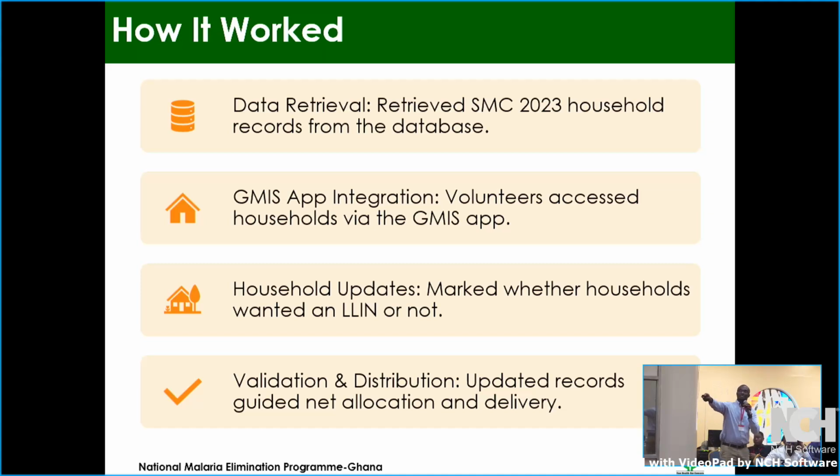So that system has the household data for SMC. Since we are using the same system for the PMD also, you pull the data from the SMC household registry, it comes to the tablet, and then you update it. The volunteers had access to the households on the GMIS app, and they marked whether the households wanted LLIN or not. This updated record guided the net allocation and then the delivery.